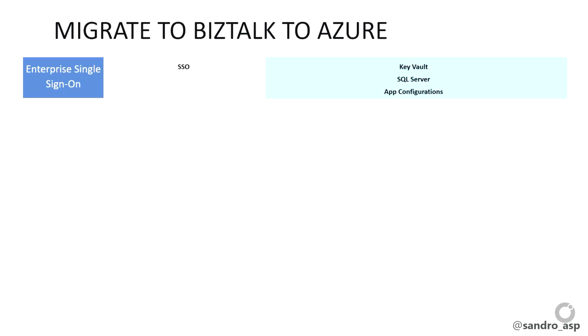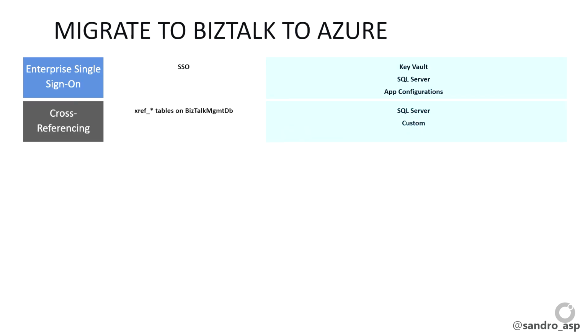Enterprise Single Sign-On, Key Vault is one of the best choices. Then we have SQL, of course, we can also use SQL to store these, or App Configuration, depending how much you want to go crazy about security, or simplify that.